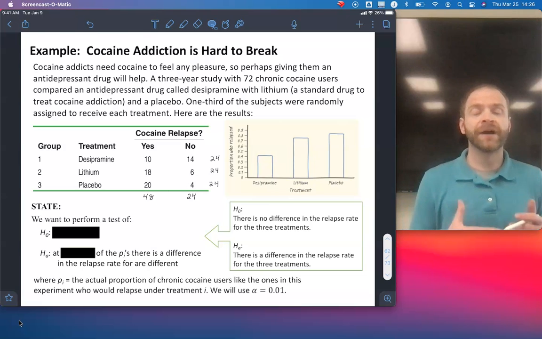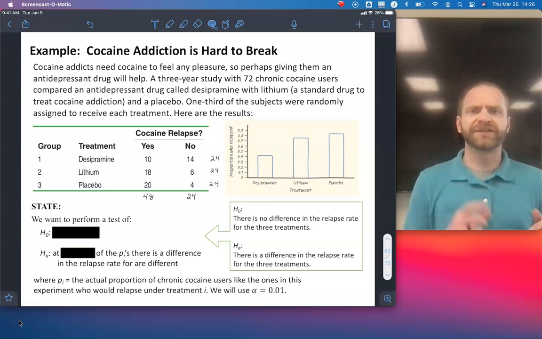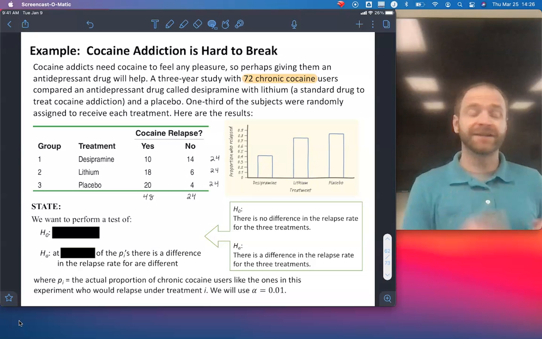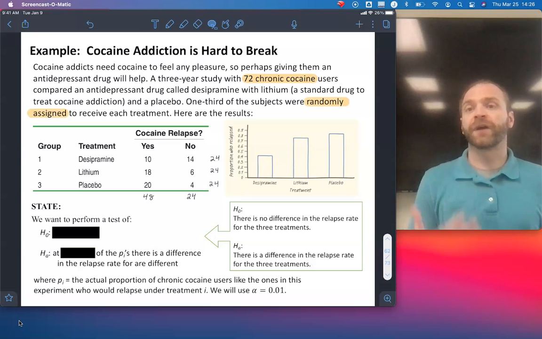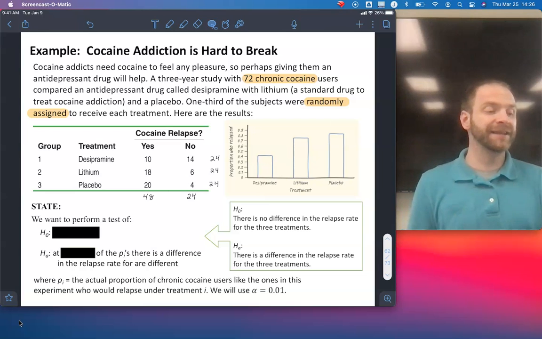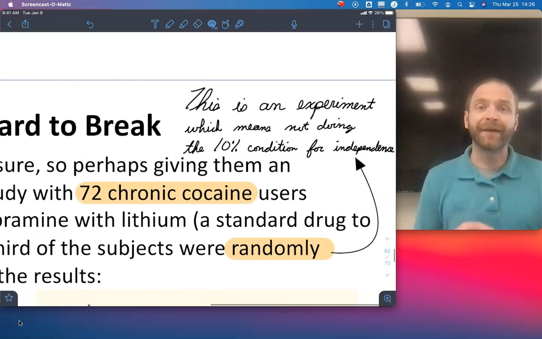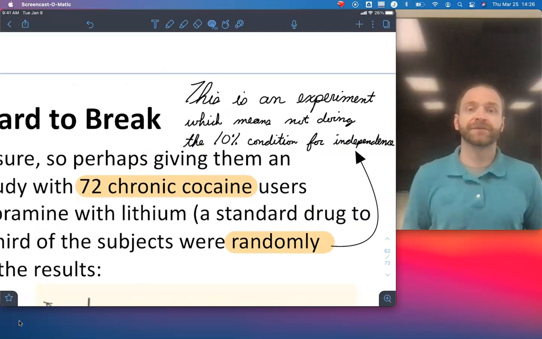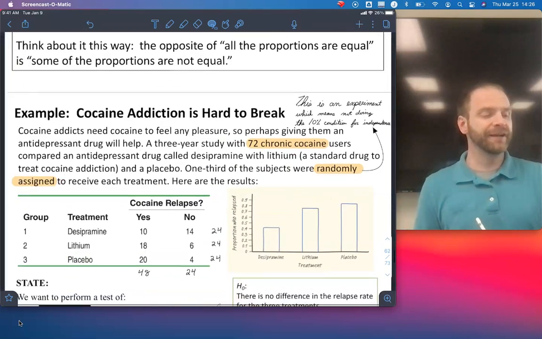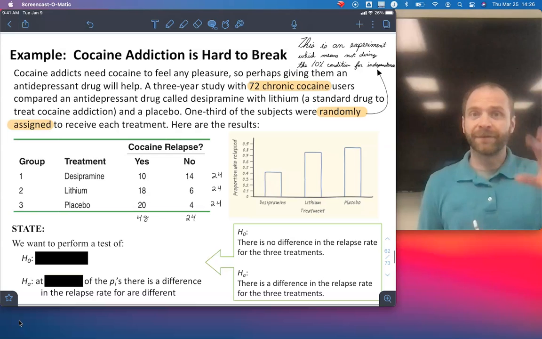Here are the results. Now, I wrote in some of the totals for us there to make it a little bit easier, but I'm also going to do something else. I'm going to highlight, there's 72 chronic cocaine users that were in this study, and I'm doing that because notice 48 plus 24 is 72. The total there is 72. I'm going to need that number. And then I'm also going to highlight this randomly assigned. Now, the reason why is this: if I read the whole prompt carefully, I will see that this is really an experiment. And that means when we are doing the plan process and we're looking at independence, we do not use the 10% condition because this is an experiment in itself. So that's something to keep in mind when I'm reading.